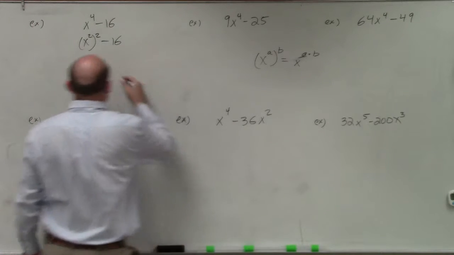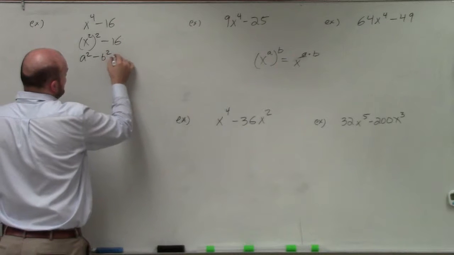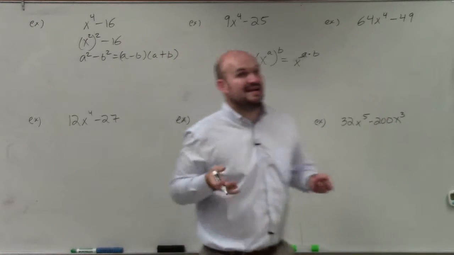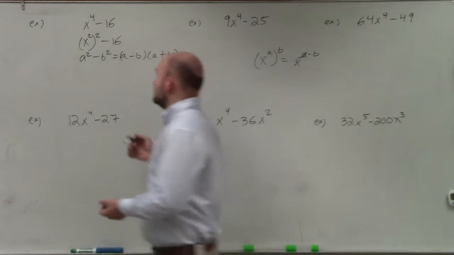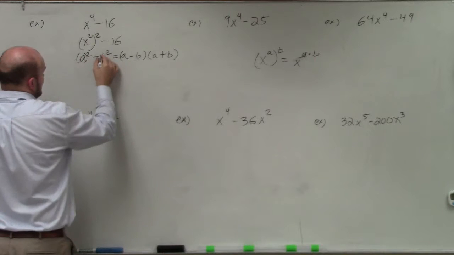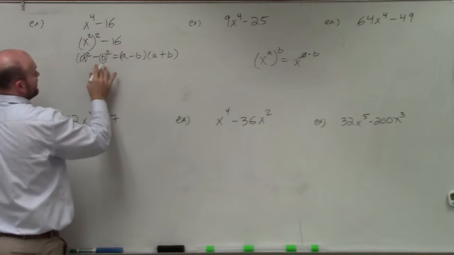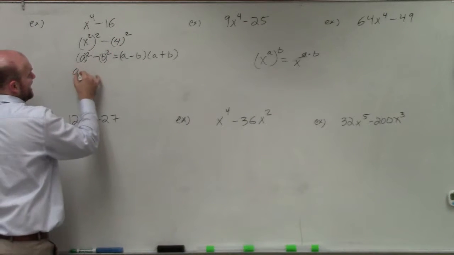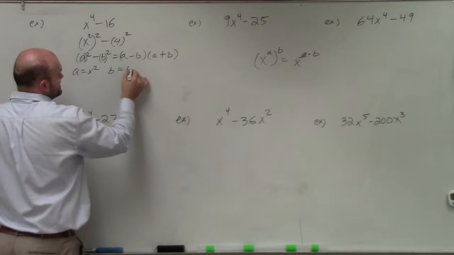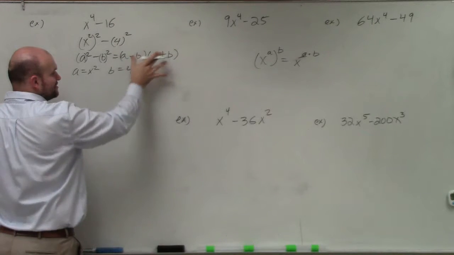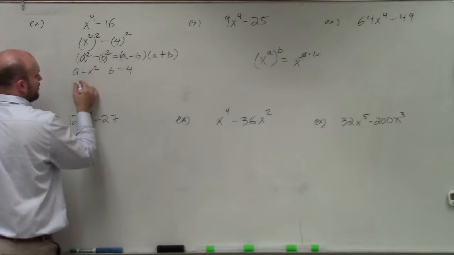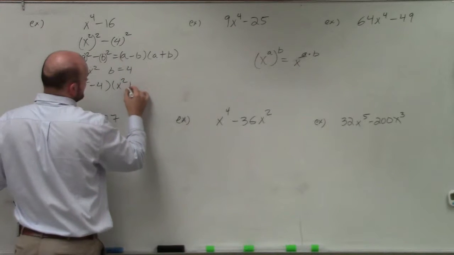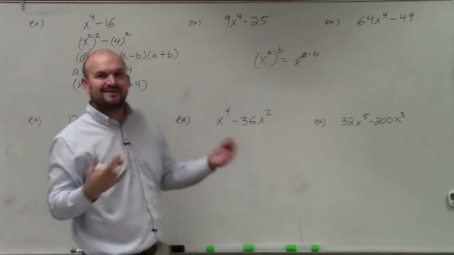So if we're going to follow along the path that a squared minus b squared equals a minus b times a plus b, all I need to do is identify what my a and what my b is. So I basically have a squared and b squared. In this case, I can rewrite this as 4 squared. Now I can identify that a is equal to x squared and b is equal to 4. Then I can just plug that into my formula for difference of two squares and write x squared minus 4 times x squared plus 4. And ta-da, there we go.